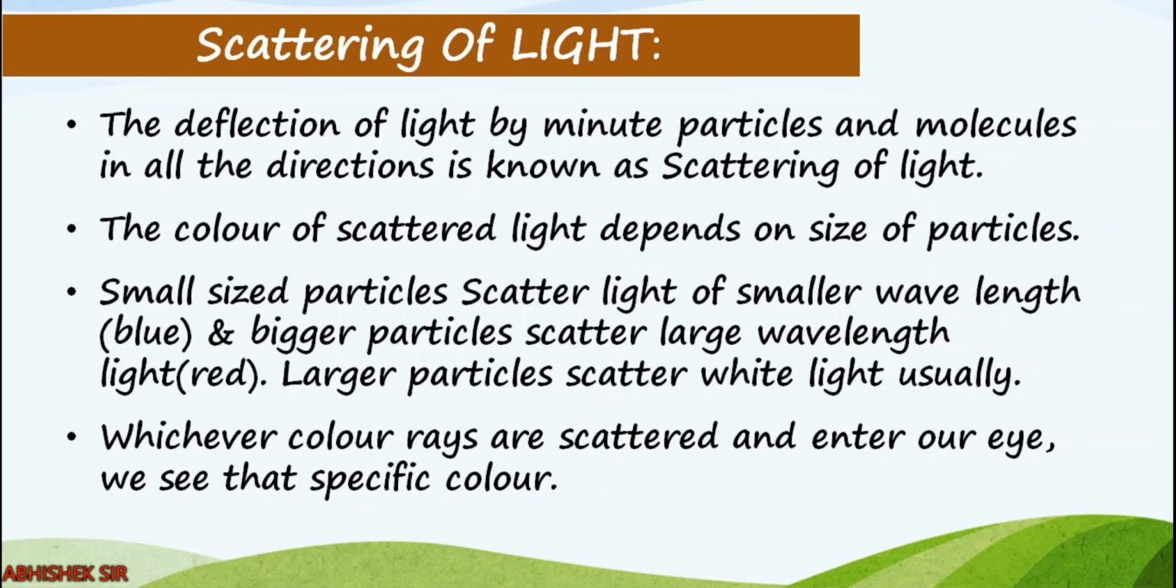Now how is scattering visible? Scattering of light means light goes in all the directions. Whichever color rays are scattered and enter our eyes, we will see that specific color. See, if blue color is scattered and that color is coming to our eyes, we will see that thing as blue. If red color is scattered and coming to our eyes, we will see that object as red.